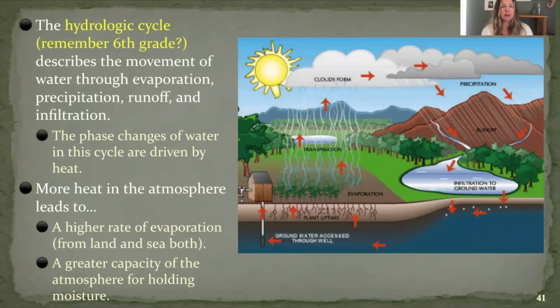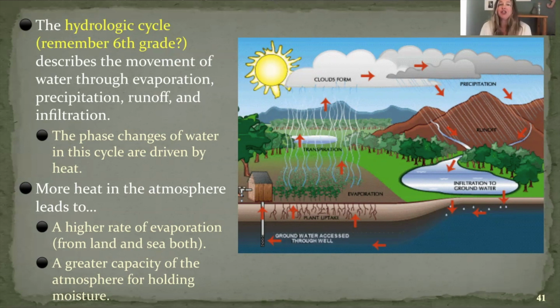The hydrologic cycle, remember 6th grade. It describes the movement of water through evaporation, precipitation, runoff, and infiltration. The phase changes of water in this cycle are driven by heat. So as you have more heat in the atmosphere, as that whole domino effect, you have a higher rate of evaporation from land and from the sea, and you have a greater capacity of the atmosphere for holding more moisture. So that could be good, that could be bad.